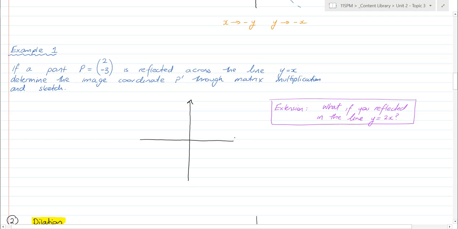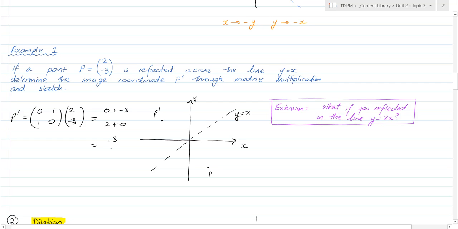But it has asked us to do it through matrix multiplication. So 2, -3 is here. That's P. And it's being reflected over the line y equals x, which is here. And so P' will be about there. And P' will be equal to 0, 1, 1, 0 times 2, -3. And that comes out as 0 plus -3, and then 2 plus 0, which is equal to -3, 2, which we knew anyway.